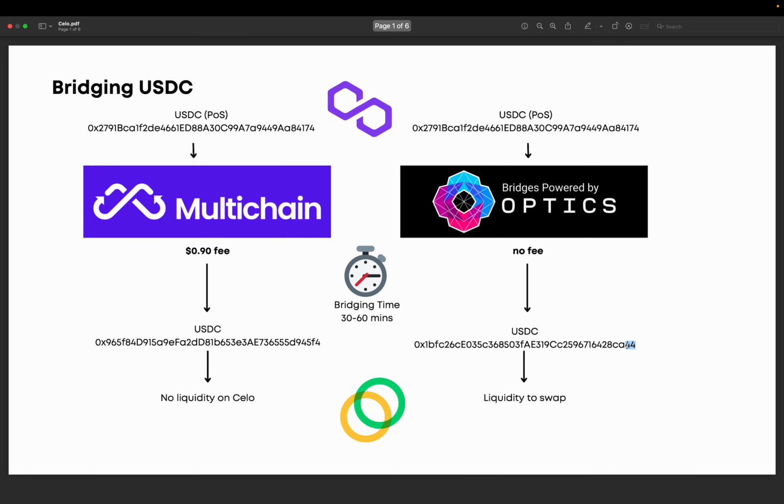So, let's go back. I would recommend using the Optics Bridge for the moment. That seems to be legit. There are other bridges in their documentation, and this was the one that I found the best.